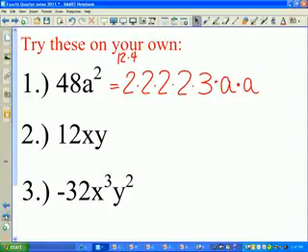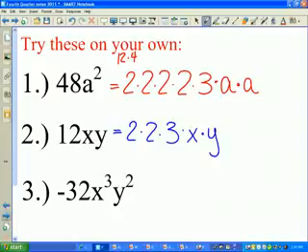For the next one, 12xy. So we have our 12, which could be 4 times 3. So that will give me 2 times 2 times 3 times my variables, x times y.